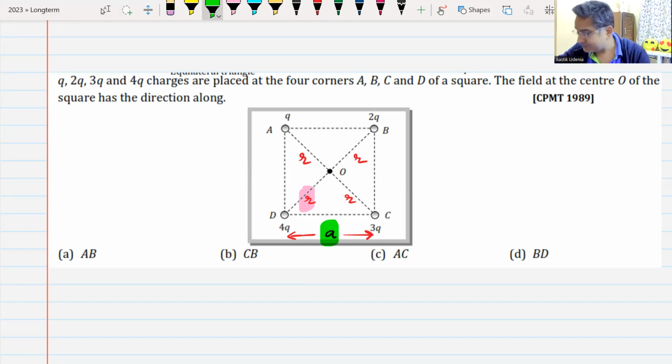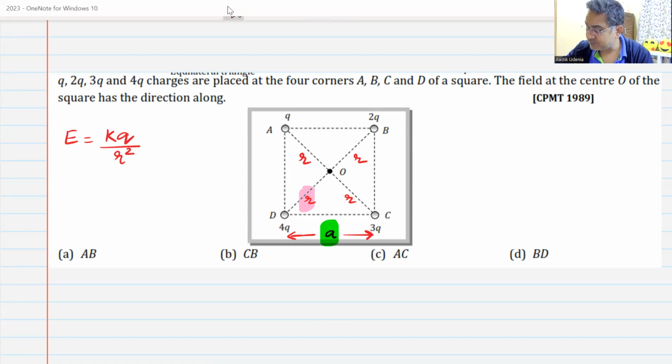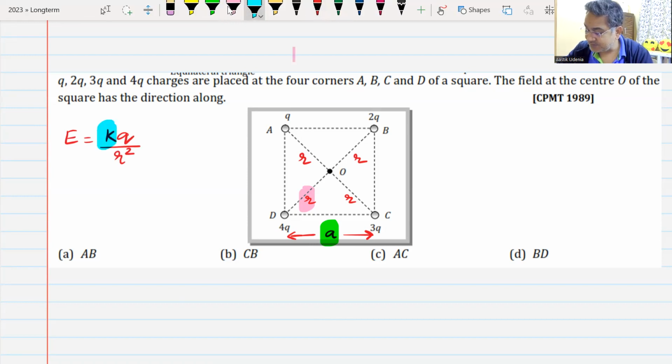If I look at the value of electric field, the electric field due to a point charge is kq by r square. All the distances are same. K is same, r is same. So electric field is directly proportional to Q, the charge. Electric field due to this charge Q will be going like this. Yes or no?